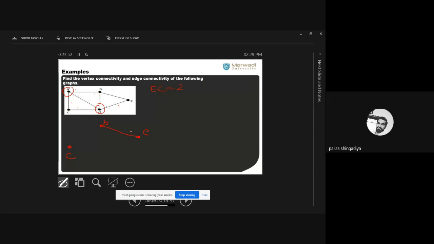So all the edges, except the B and E, all the edges will be removed. Okay, so C and B, E. C will be disconnected from B and E. So these are the two partitions of the graph. There is one partition, that is the second partition. These are the disconnected form. Clear? We can also delete B and D.